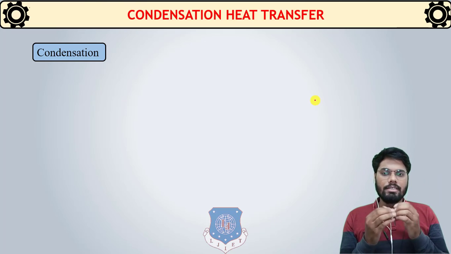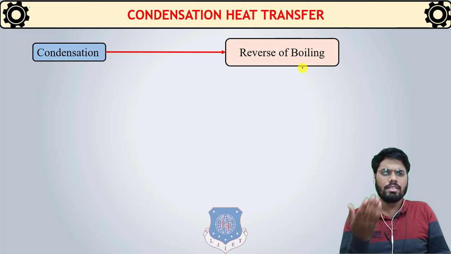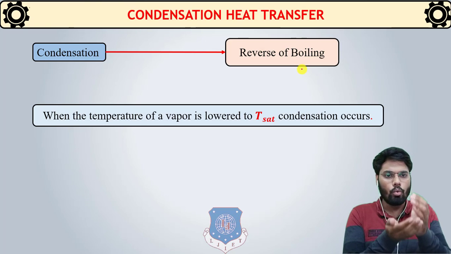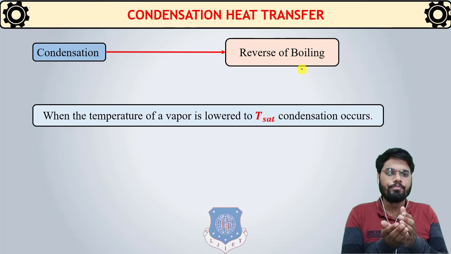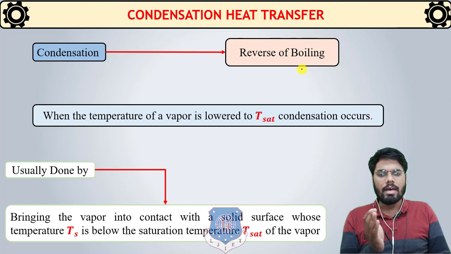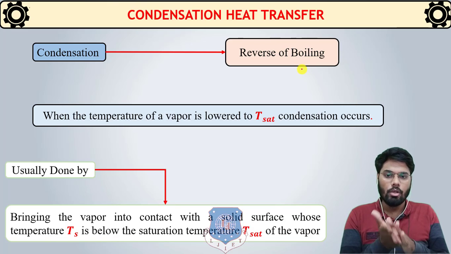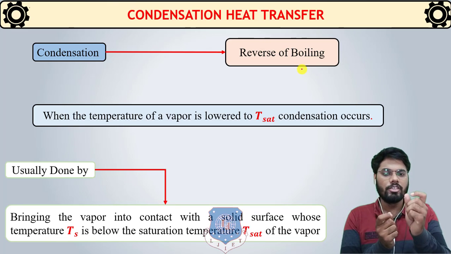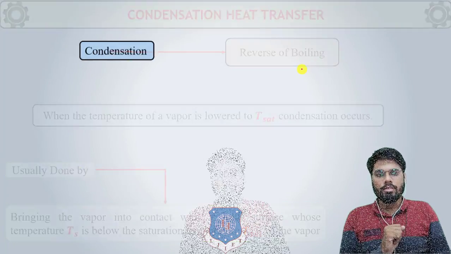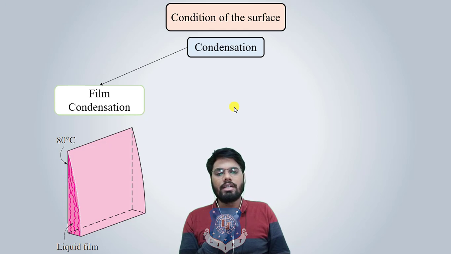Now, it's time to learn condensation. Condensation is just the reversal of boiling, in which when the temperature of the vapor is lowered to the saturation temperature, condensation starts. Usually it is done by bringing the vapor into contact with a solid surface whose surface temperature Ts is below the saturation temperature of the vapor. So there are different conditions for condensation.